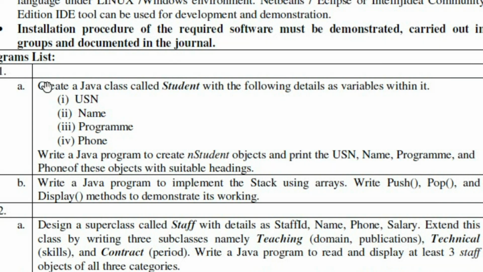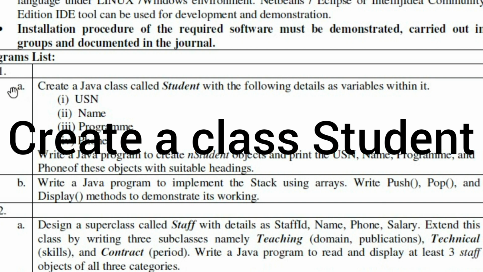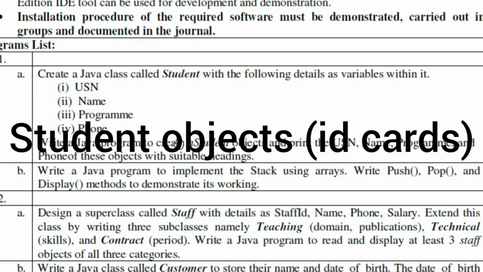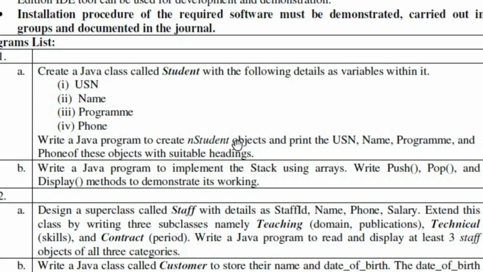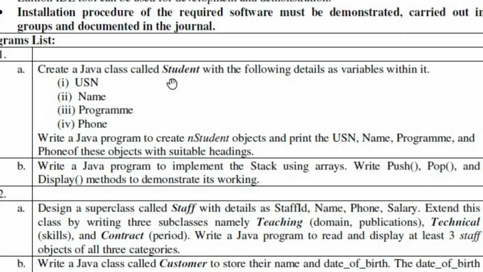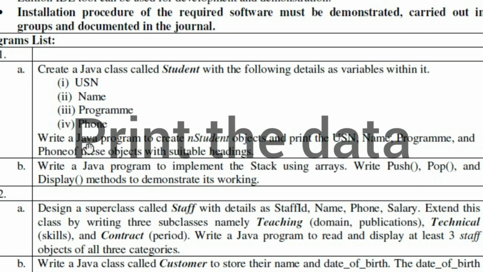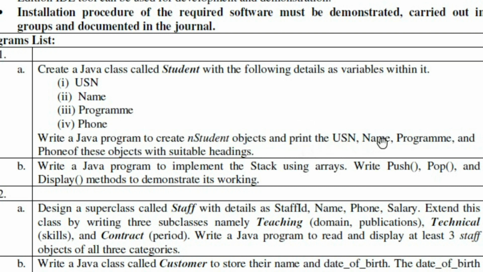Okay, so let's quickly recap what we are going to do. First we will create a class student. Okay, that's our first task. After that we will create n student objects, okay, in the main function. This is outside the main function. We will create a blueprint, and by using that blueprint in the main function we will create n student objects and take the USN and the name, program, phone number of these objects, then finally print those values. Okay, so total 4 steps are there. Let's move on to the Java Eclipse.